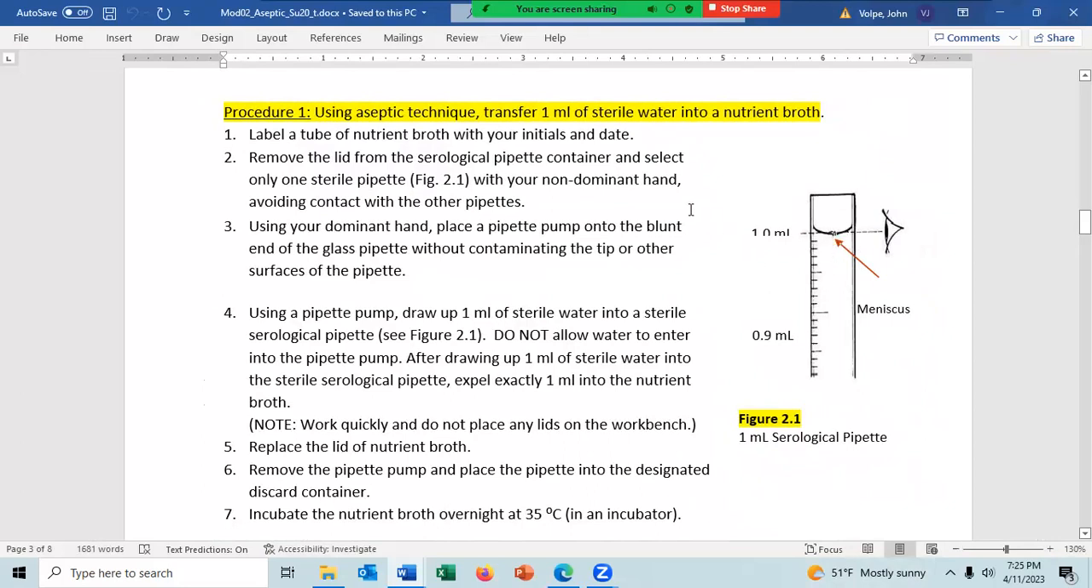You appropriately label the tubes with your name, the date, the nutrient broth, and then what you're going to grow in the tube. And then this gives you the procedure for performing aseptic technique.